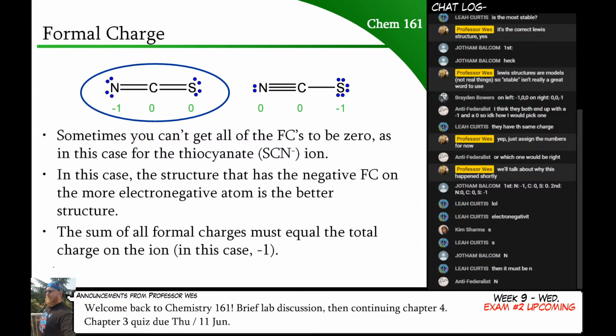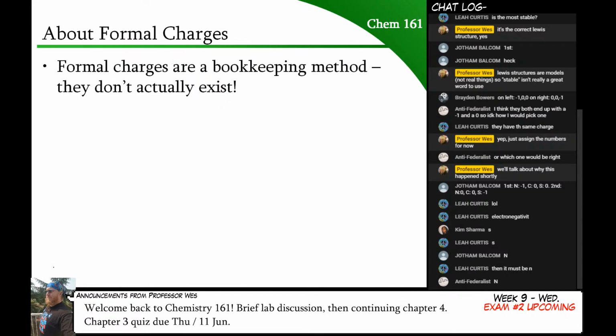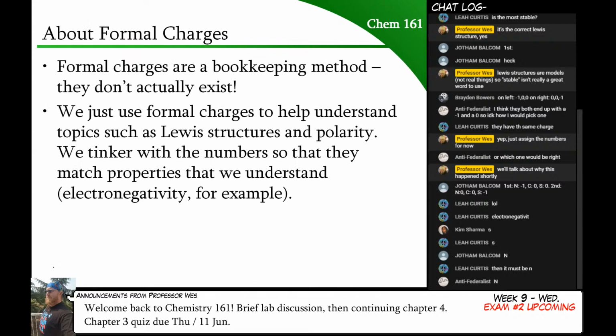Now, remember that if you have a charge on your ion, all the formal charges will add up to that. So if you get a negative 1, and there's just no way to get rid of it, like you cannot get a structure with all zeros, make sure that you didn't forget a negative ion charge somewhere, because those will match. This slide is just a reminder that formal charges don't exist, like I said. Formal charges are just a sort of tool that helps us dictate which Lewis structure is better than the others.